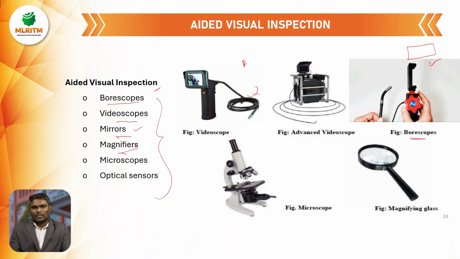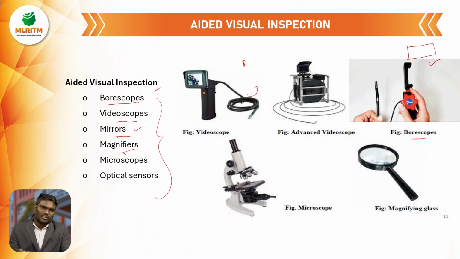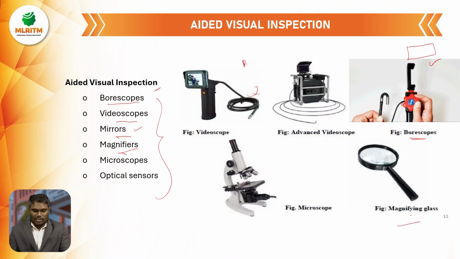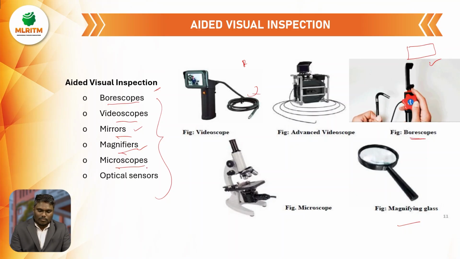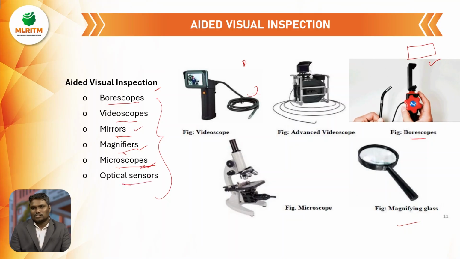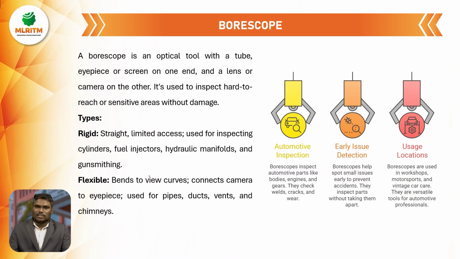For example, for any bolt material or any threaded part, if there is any crack that cannot be visualized directly through our naked eye, magnifying lenses can also be used. To approach visual inspection at the microscopic, microstructure level, a microscope is used, and optical sensors are also used as aided visual inspection to conduct non-destructive testing. Next we'll discuss the boroscope in detail.